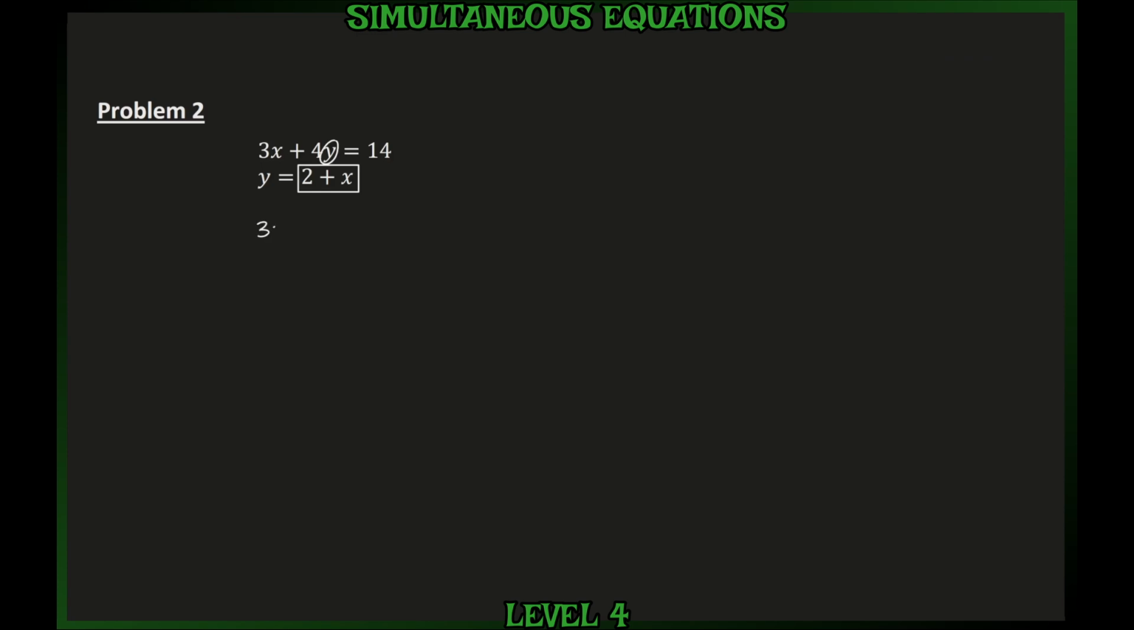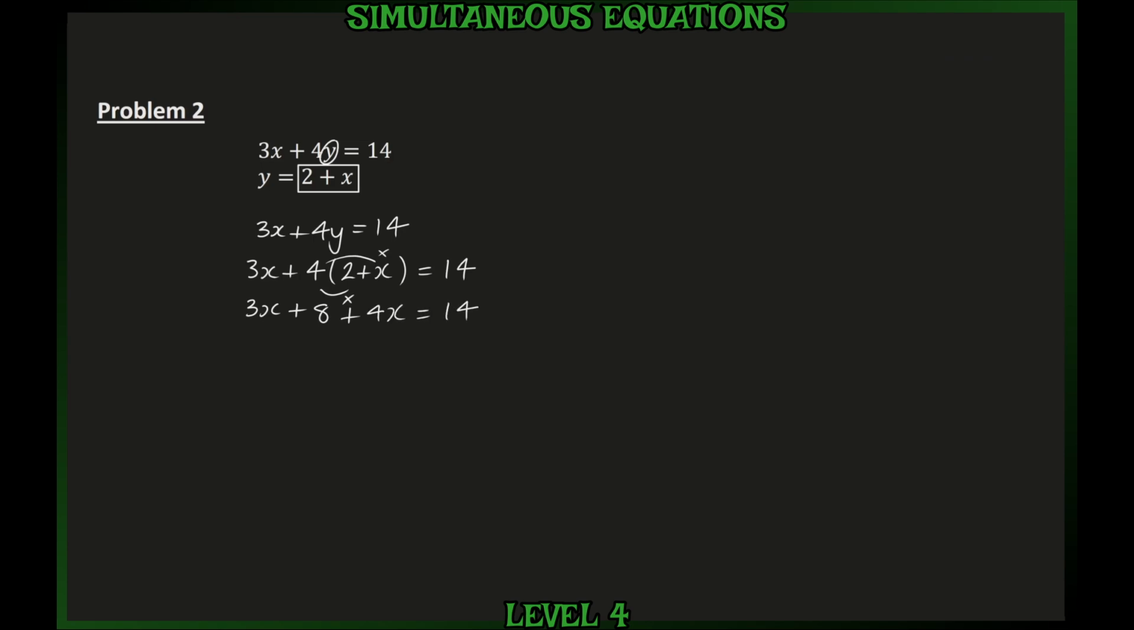So the top equation, 3x plus 4y is equal to 14, now becomes 3x plus 4 multiplied by 2 plus x, and that needs to go in brackets, is equal to 14. We can now solve by first expanding the brackets. So 3x plus 4 times 2 is 8, and 4 times x is plus 4x is equal to 14.